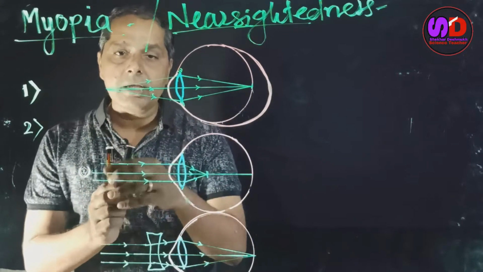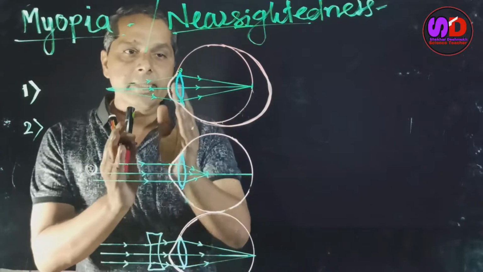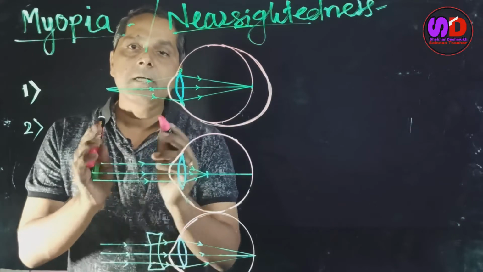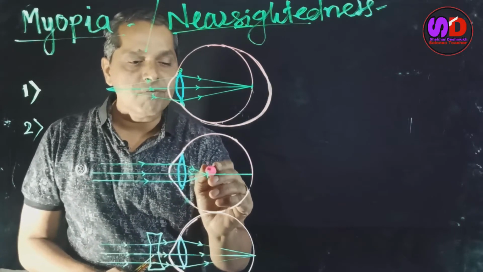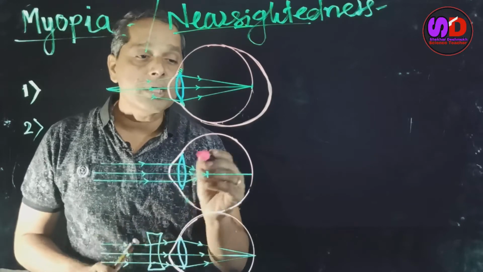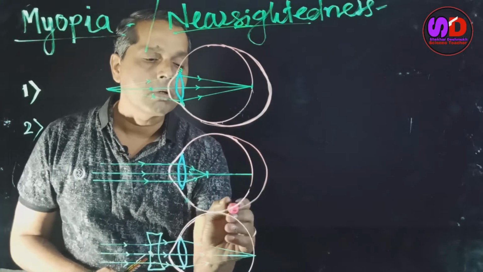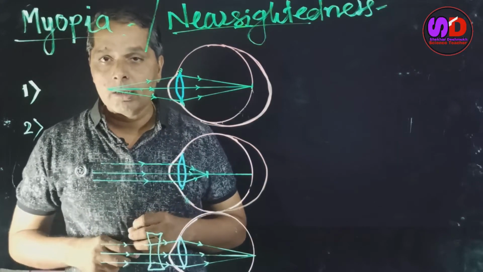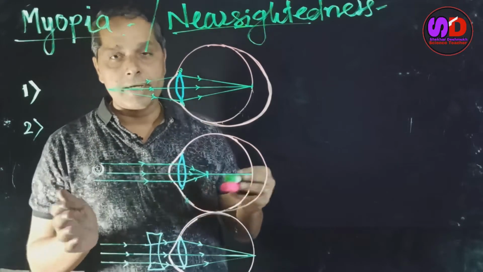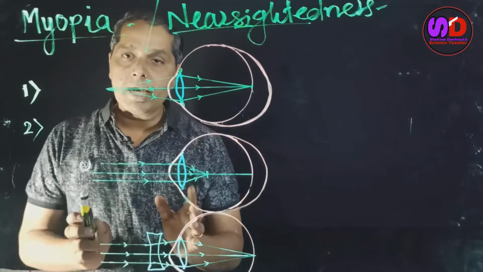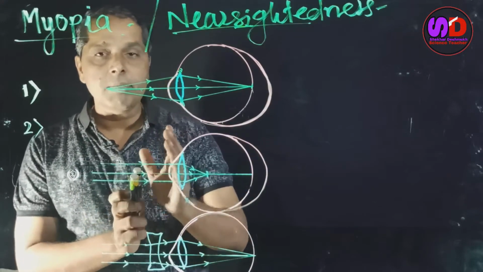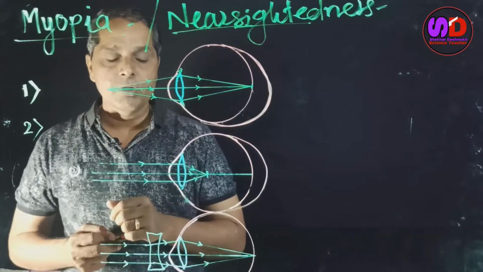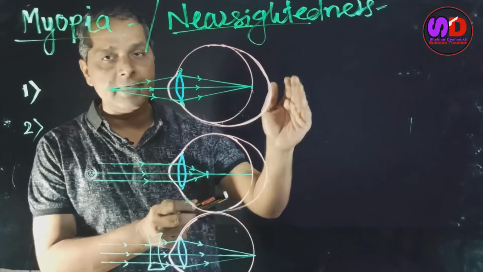If the object is near, the lens can adjust the focal length and the image is formed on the retina, but for a far object, the image is formed in front of the retina due to the change in shape of the eyeball. That means if the eyeball gets elongated... We know the normal eye focus is about 2 cm. Focus of the eye lens is 2 cm, so the image is formed at 2 cm, exactly on the retina.